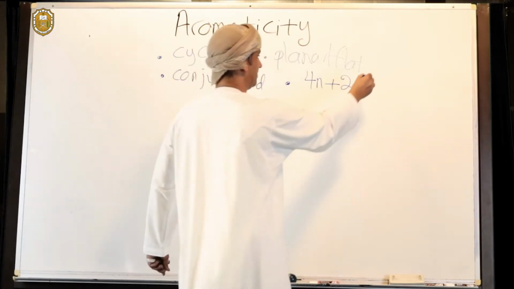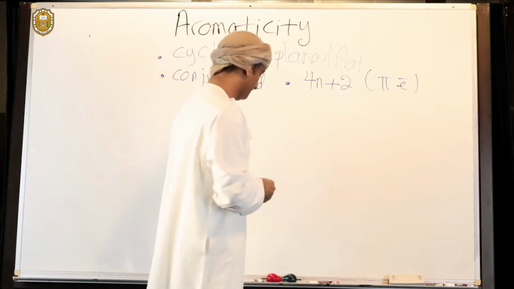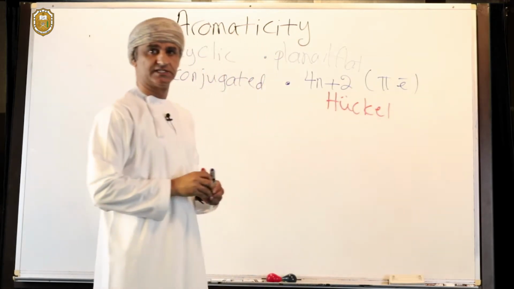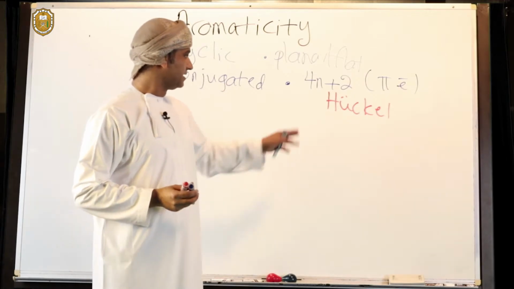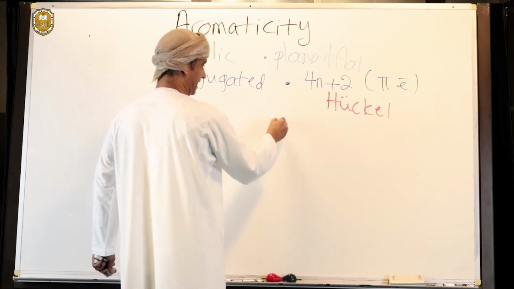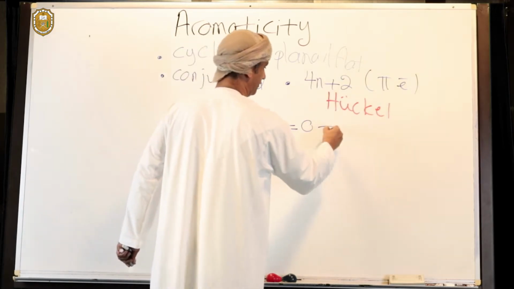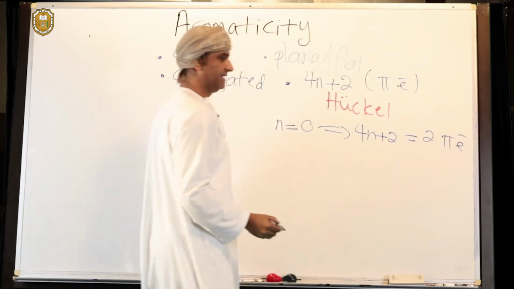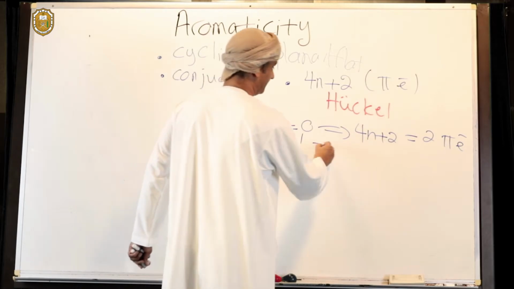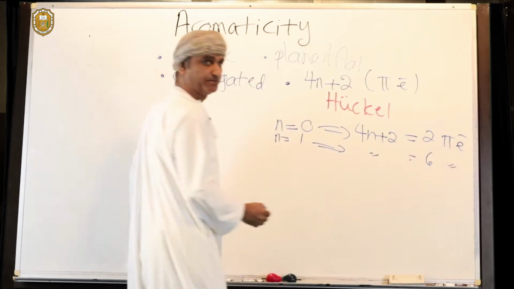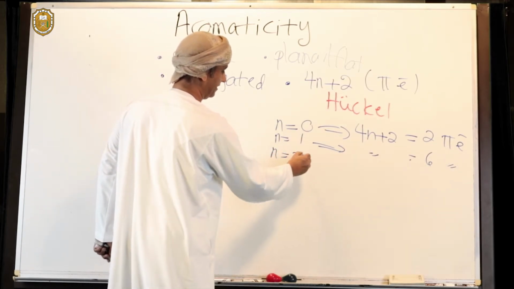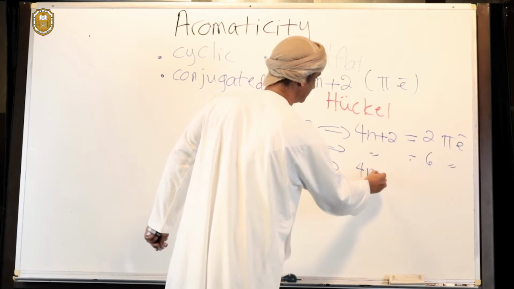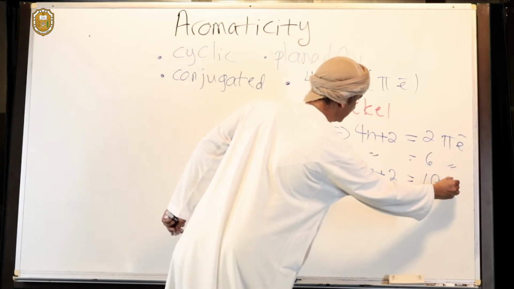So 4N plus 2, remember, is the number of pi electrons. Remember, N has nothing to do with the number of pi electrons. This is the Huckel rule, named after the great chemist Huckel. If we apply this formula, if N is 0, then 4N plus 2 would be 2 pi electrons. If N equals 1, then 4N plus 2 would be 6 pi electrons. If N equals 2, then 4N plus 2 would be 10 pi electrons.